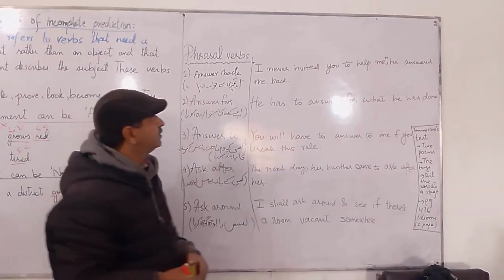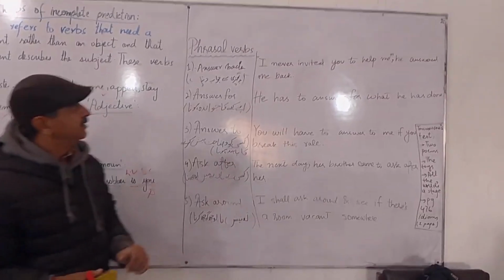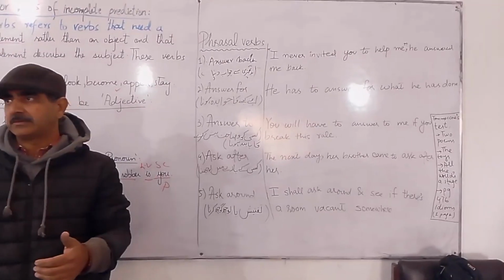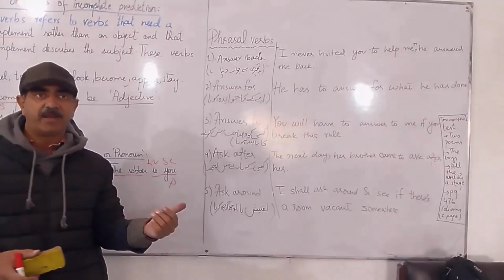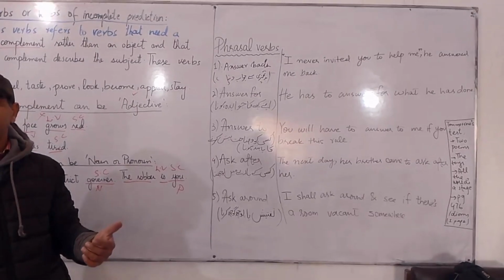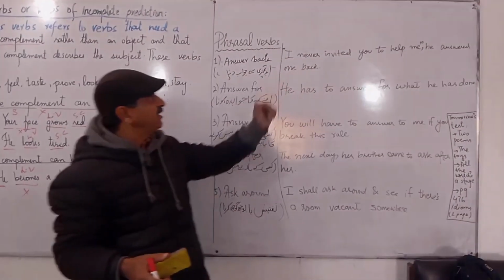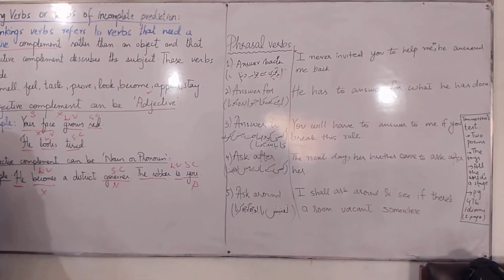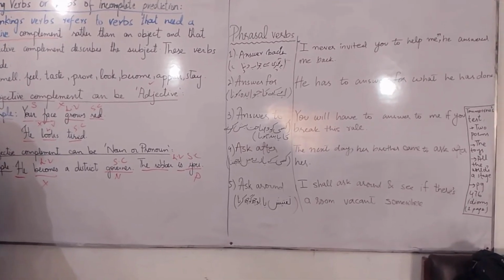Answer back. He never invited you to help me. He answered me back. Answered somebody rudely. Clear? Answer somebody in a rude manner, or in a bad manner. Clear? He never invited you to help me. He answered me back. Any other sentence? Use your own mind and give me one more sentence.